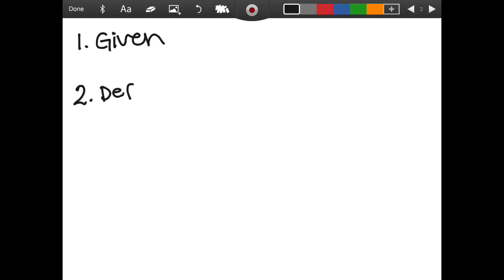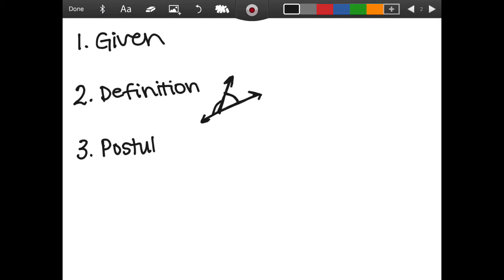Number 2 is definitions. For example, a linear pair definition is a ray coming off of a line that creates 2 angles that are linear pairs. That's the definition of a linear pair. Postulates include things that are just given. We know them for sure, like a point is something in space, or a line is a segment that connects 2 points.